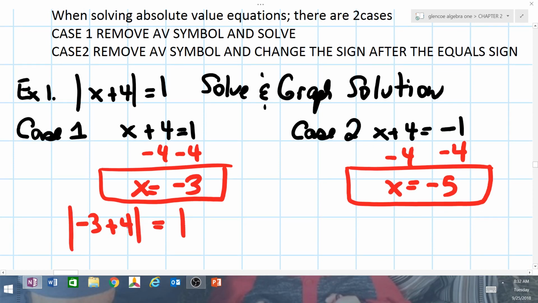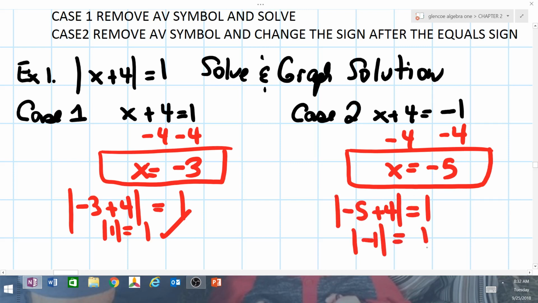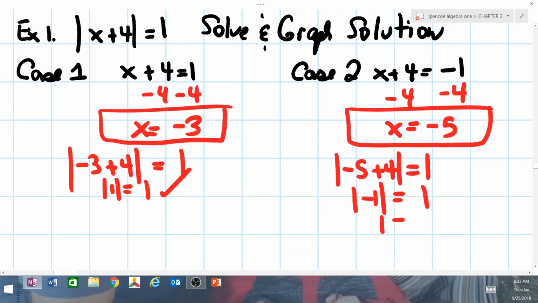What's a negative 3 plus 4 give you? And the absolute value of 1 is 1. So that worked. Let's plug in negative 5. What's a negative 5 plus 4 give you? Negative 1. And what's the absolute value of negative 1? So you solved it correctly. Yes, question?